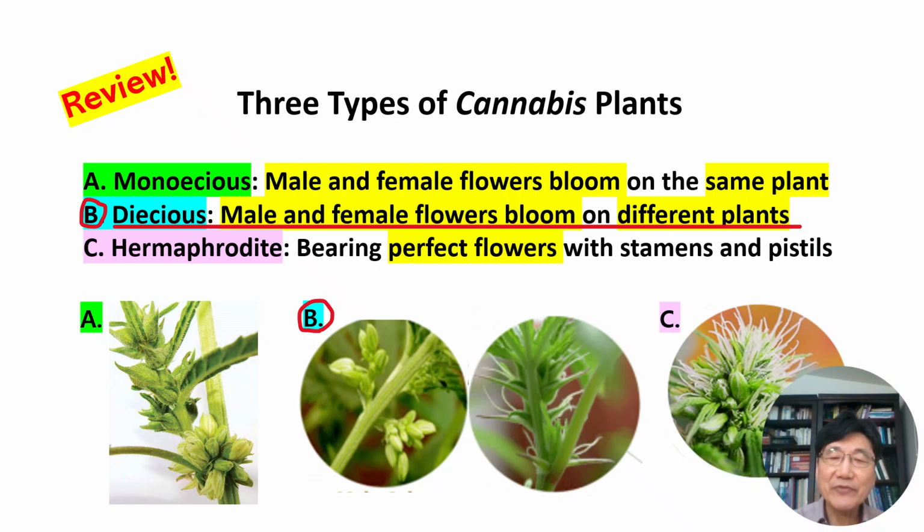In the last class, we learned about three types of cannabis plants. Firstly, monoecious plants have male and female flowers bloom on the same plant. Secondly, dioecious means that the male and the female flowers bloom on different plants, and the dioecious type is the most common in cannabis plants. Finally, a hermaphrodite plant has a perfect flower in which it has stamens and pistils together in a flower, and the flowers bloom on the same plant.